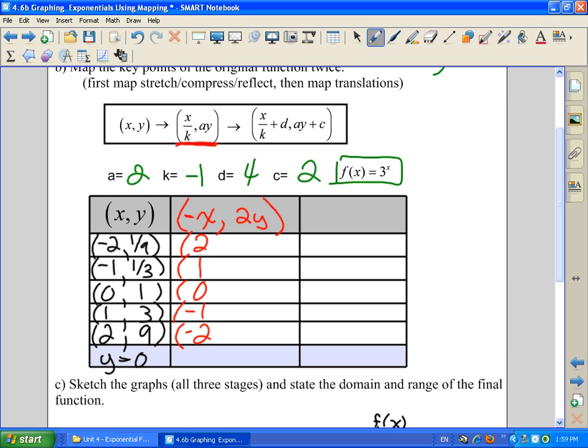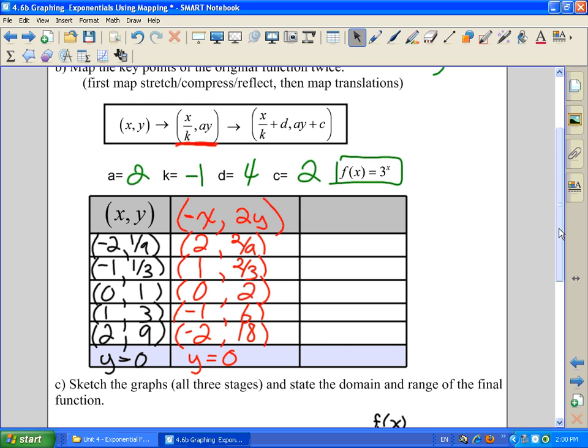Okay. And then when we go to do this, you're just multiplying your y expression by 2. So if we start at the bottom, 9 times 2 is 18. 3 times 2 is 6. 1 times 2 is 2. 1/3 times 2 is 2/3. And 1/9 times 2 is 2/9. Okay, and again, when we apply the a and the k to the y asymptote, it doesn't get affected by that because it's affected by c, which is your vertical translation.